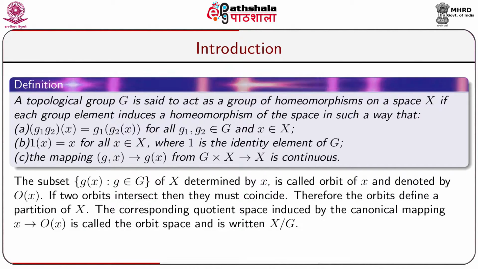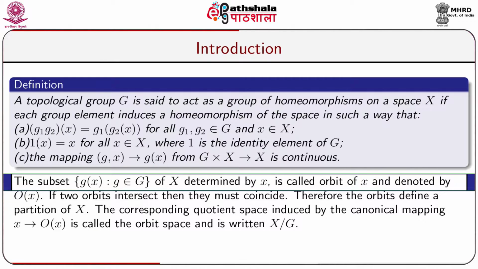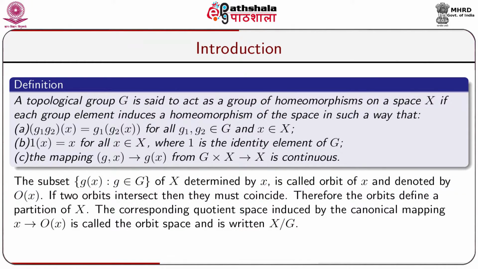Now, let G be a group which acts on a topological space X. Then the set gx such that g belongs to G is called the orbit of x and is generally denoted by O(x). One can easily observe that any two orbits are either identical or disjoint. That means orbits give a partition of the topological space X.